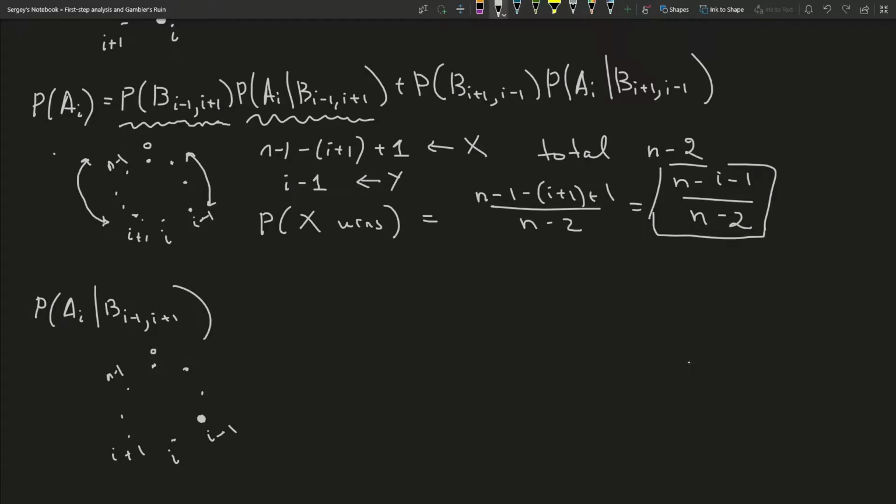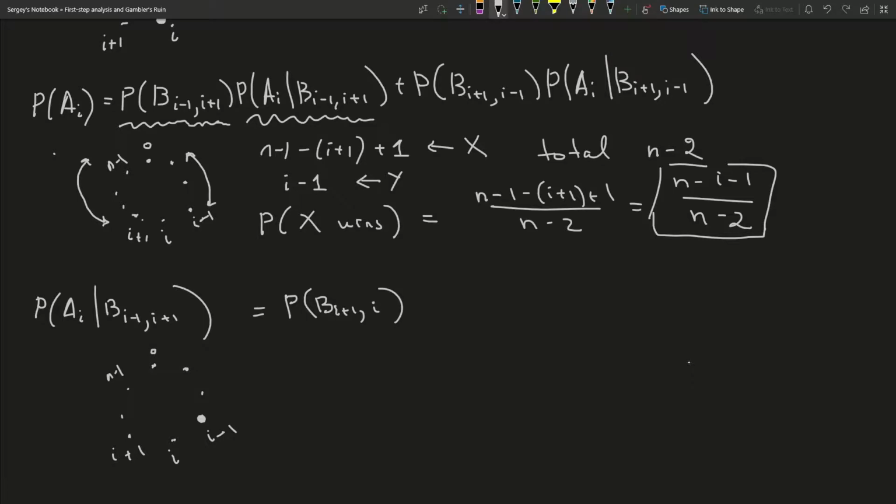And for the ith sheep to get eaten last once the wolf is at position i minus 1, the wolf needs to circle around and eat the i plus first positioned sheep before he eats the ith sheep. And so this probability really is the same as the probability that the i plus first sheep is eaten before the ith sheep.